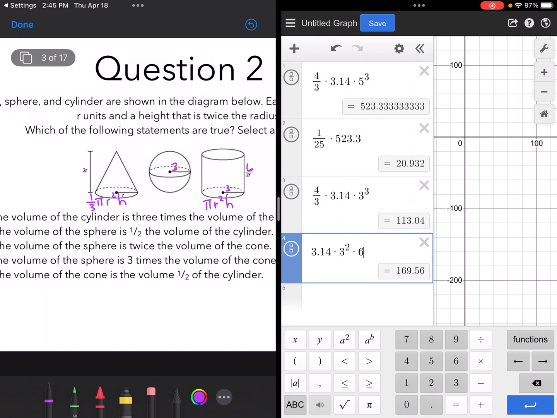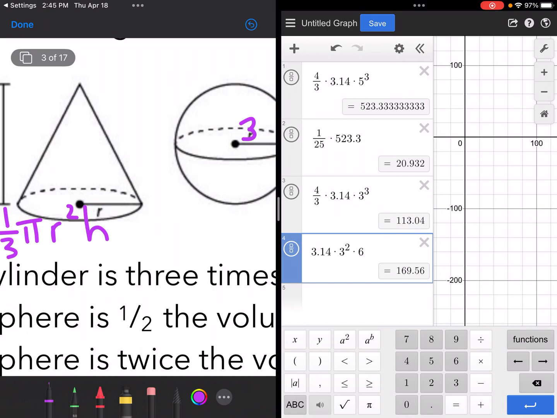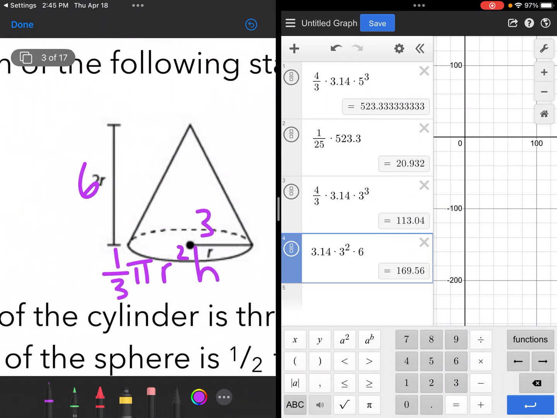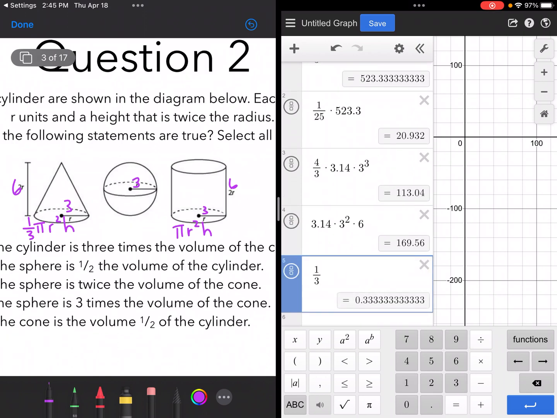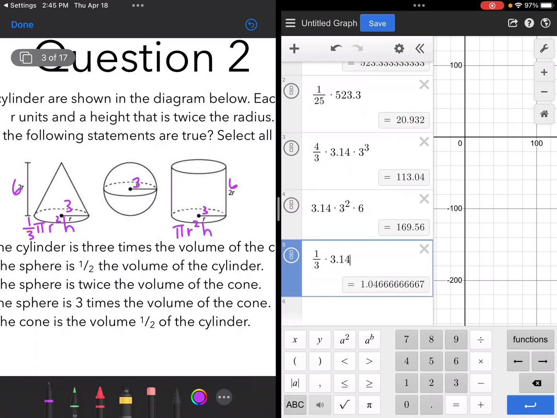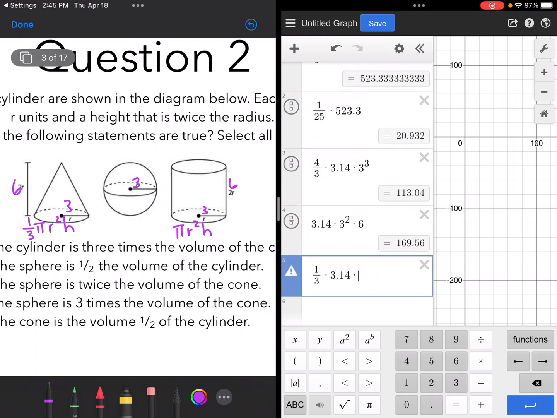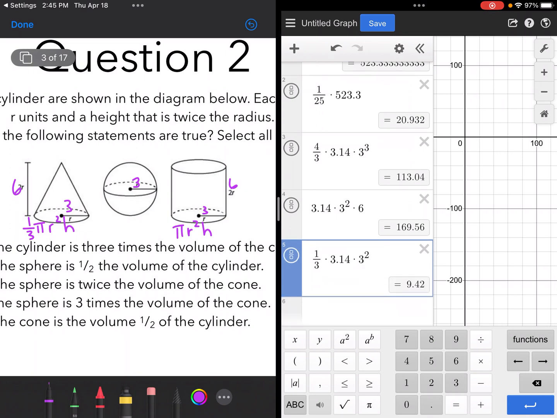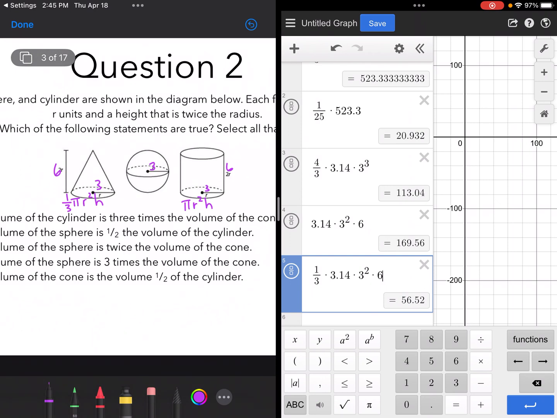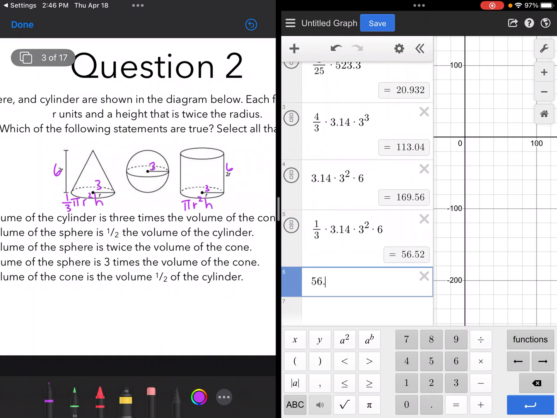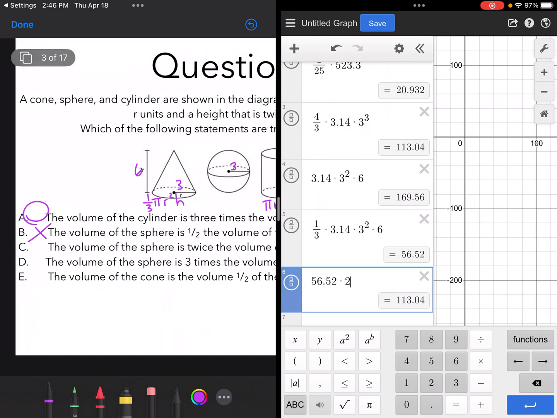Okay, the volume of the sphere is twice the volume of the cone. Well, let's check to see if that works. So we know this one right here would be 3, and that would be 6, because 2 times 3 is 6. So I get 56.52. So the sphere is twice the volume of the cone. So let's see, is 56.52 times 2. That checks out. So C is correct.